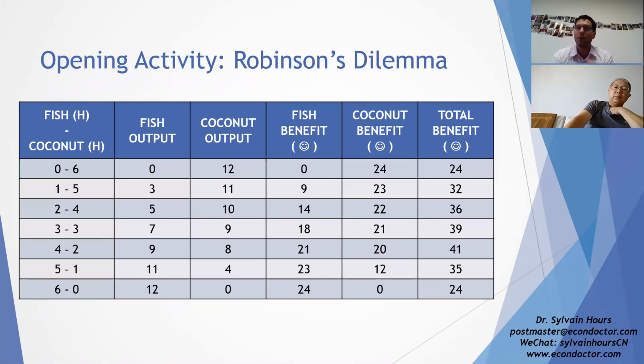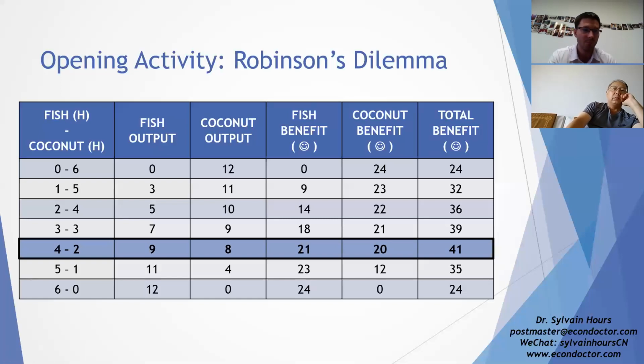And then the combination or the allocation of my time that is optimal, that will be allocatively efficient, is the one that will generate the largest number of happy faces. In this example, it would be by catching fish for 4 hours and collecting coconuts for 2 hours that I would maximize my satisfaction. So in this case, this allocation is productively efficient because I don't waste resources.